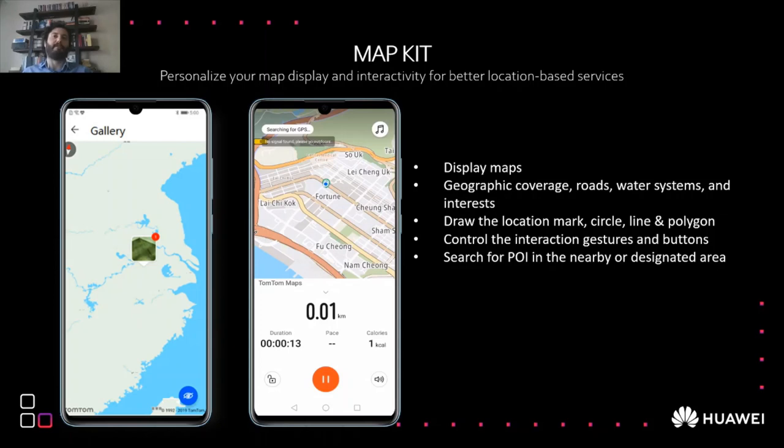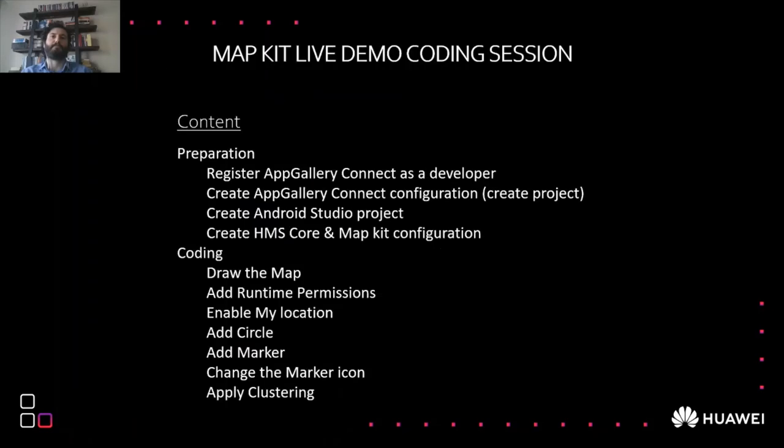Besides, you can have the route planning and navigation function. You can have the location search function. So all of these come with Map Kit to your application as ready to use.